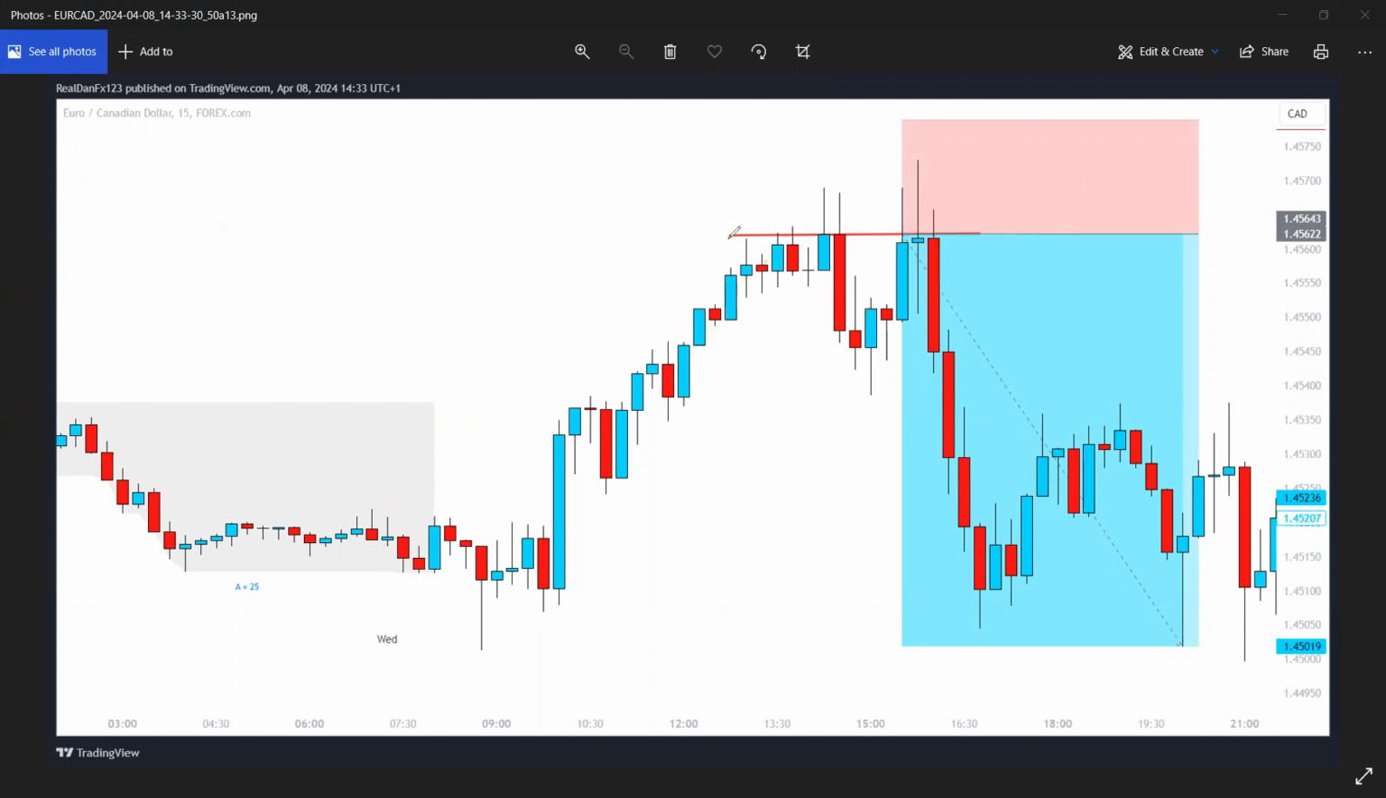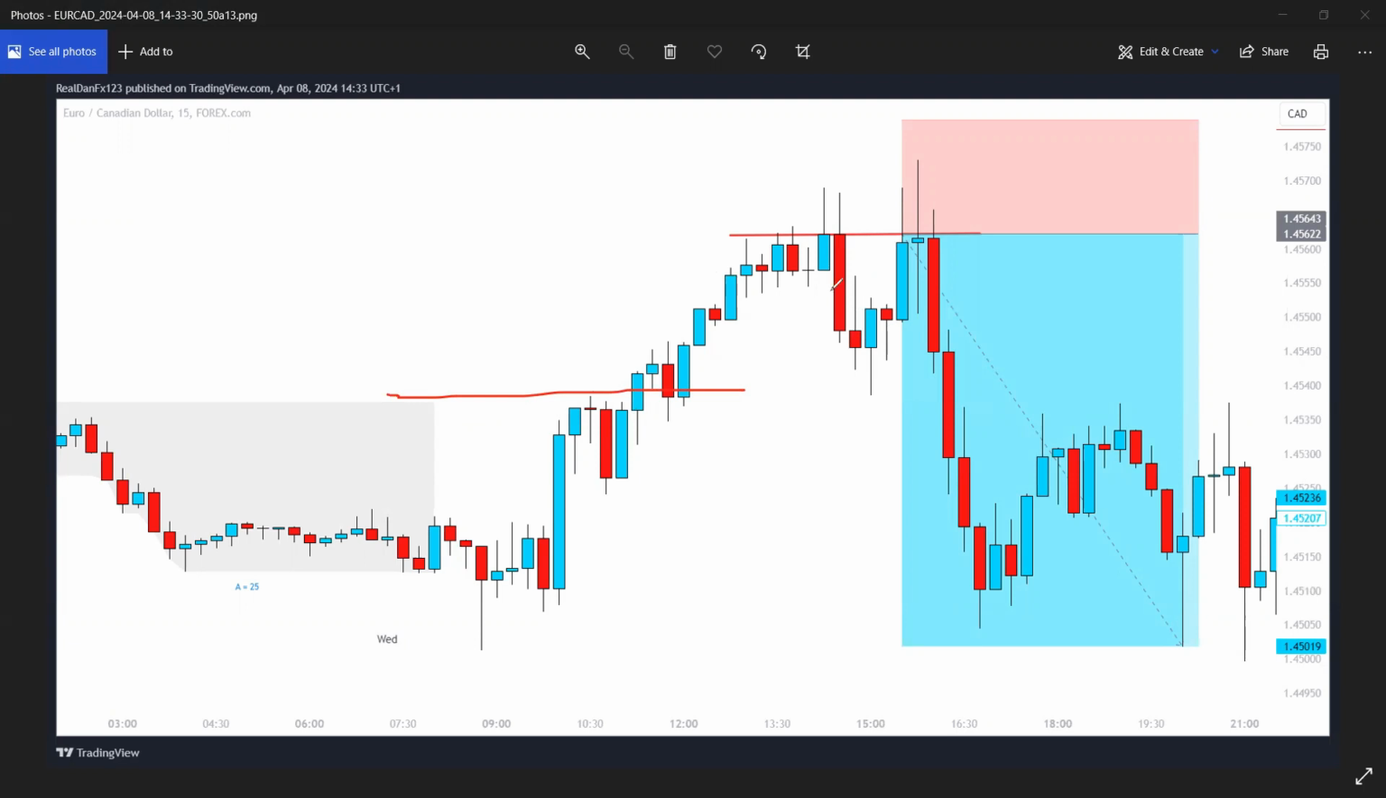Our entry is going to be on the close of these two candles. So what do I mean by that? When price goes to the upside, you can see price breaks out of this Asian range, breaks all the way up, and then all of a sudden it pulls back. So you can see this pullback here. So price pulls back. Now you're going to begin to count 45 minutes to 1 hour.